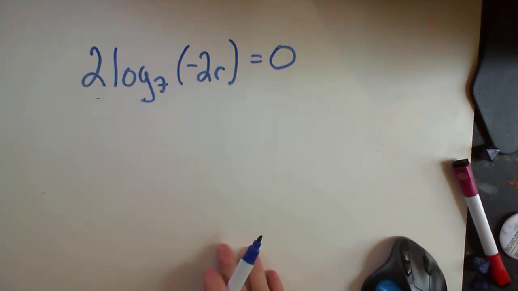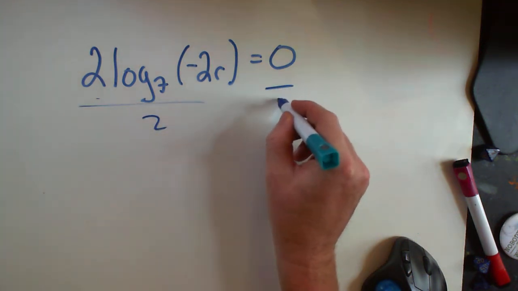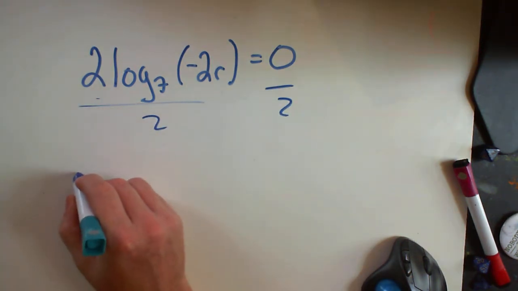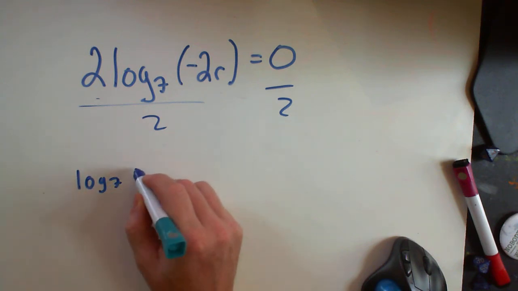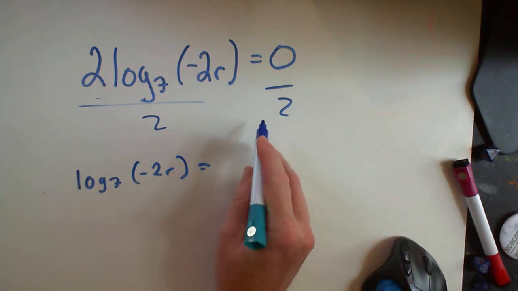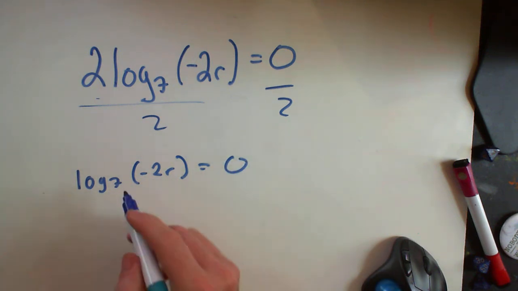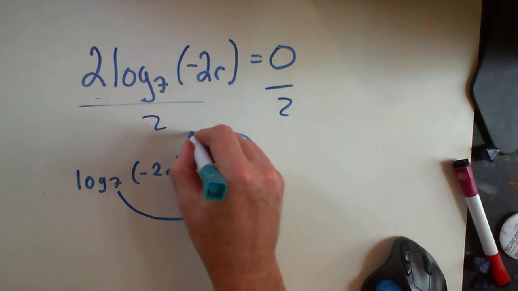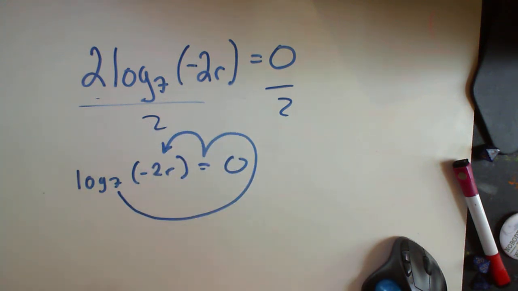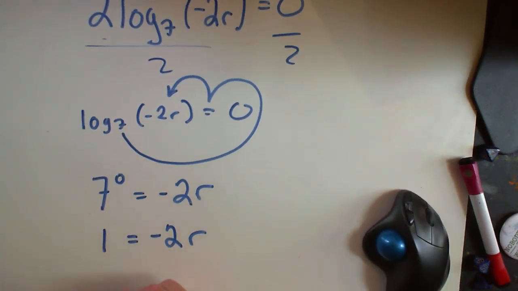To me, the easiest way to probably deal with it would just be to divide both sides by 2. In that case, we get log base 7 of negative 2r equals 0. Now that the lead coefficient is a 1, we can say 7 to the 0 power equals negative 2r. Seven to the 0 is 1, so 1 equals negative 2r. R equals negative 1/2.